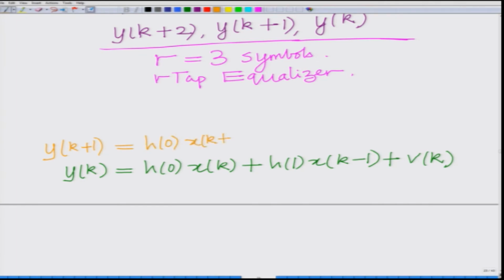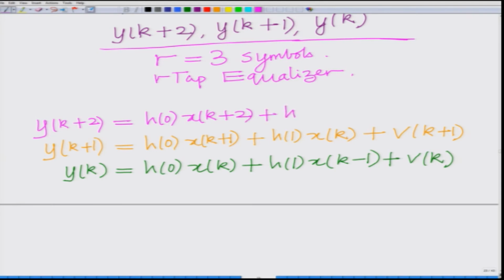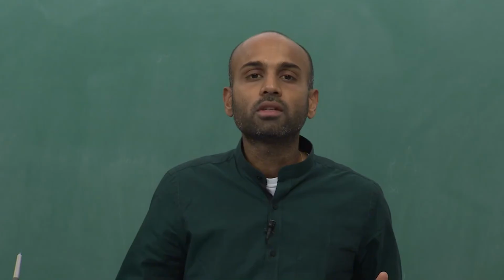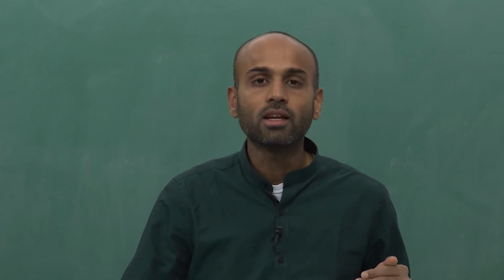Now, yk plus 1 will similarly be h0 xk plus 1 plus h1 times the previous symbol, that is xk, plus vk plus 1. And similarly, yk plus 2 equals h0 times xk plus 2 plus h1 times xk plus 1, plus vk plus 2. Now, I am going to stack these symbols yk plus 2, yk plus 1, yk as a vector.